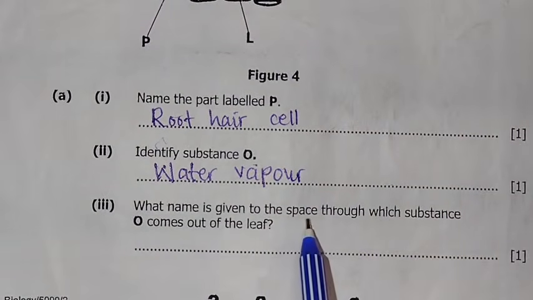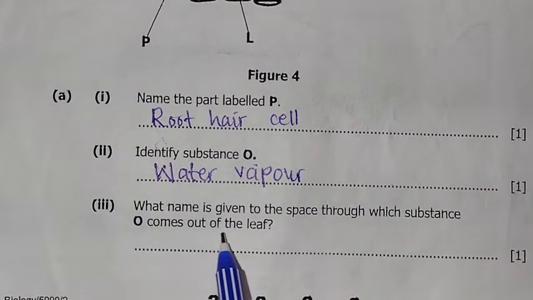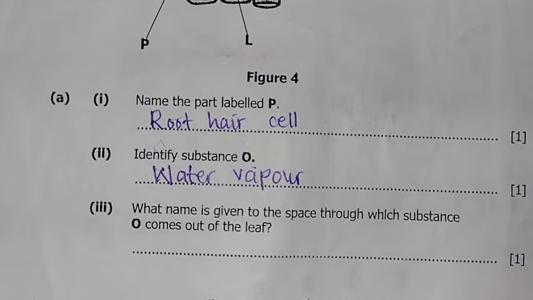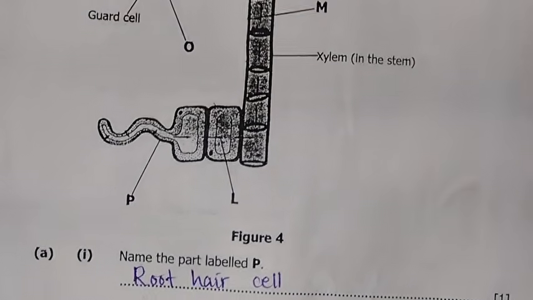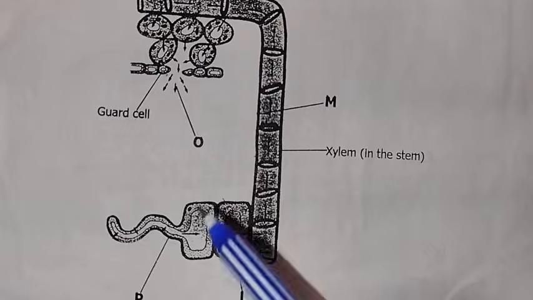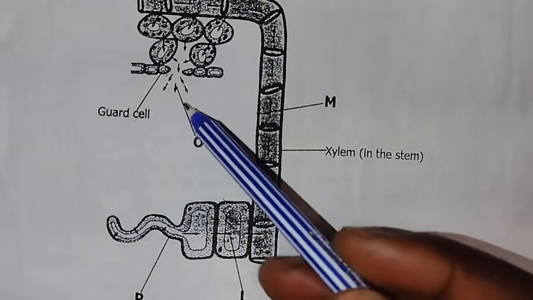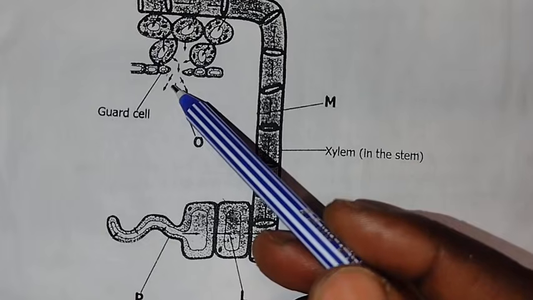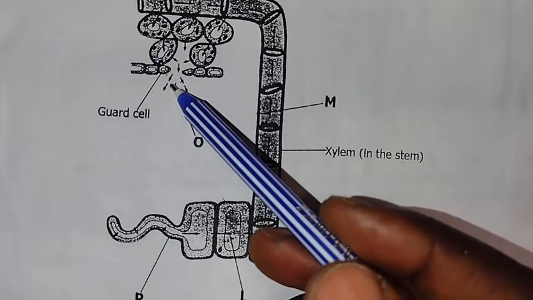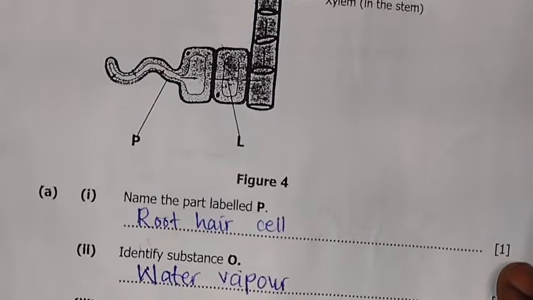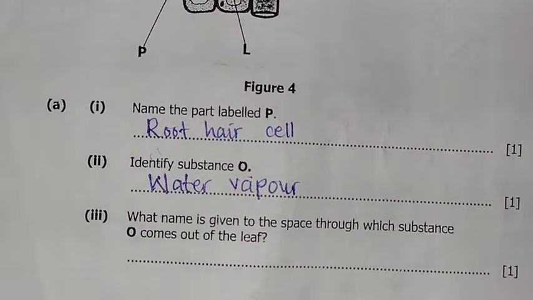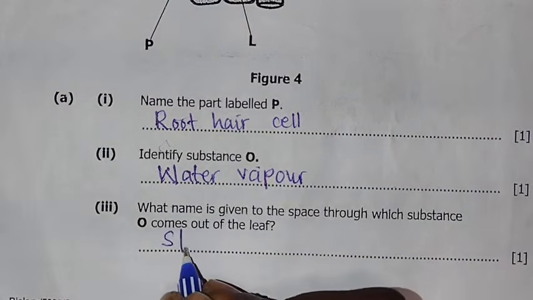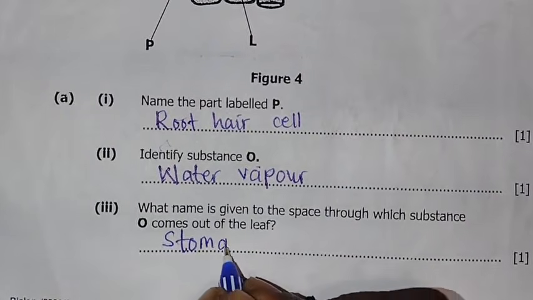Then, what name is given to the space through which substance O comes out of the leaf? So they want us to identify the name that is given to the space through which substance O comes out of the what? Of the leaf. So we can see here we have the space right here where substance O is diffusing out of the leaf. So this space is called the stoma. Okay, so singular stoma, plural we can say stomata. Because the question is saying what name is given to the space, here we just say stoma, which is 1 mark.